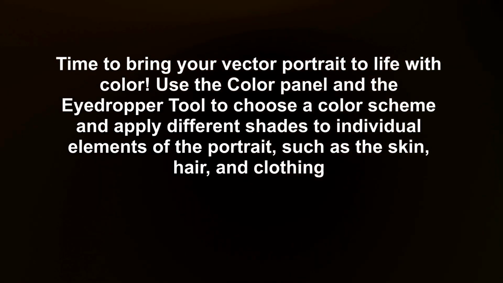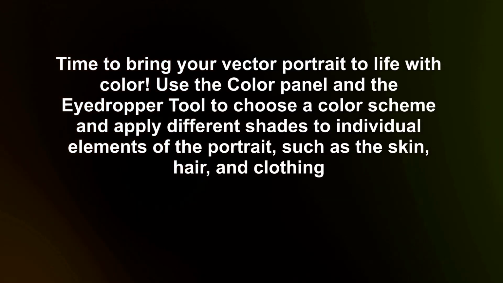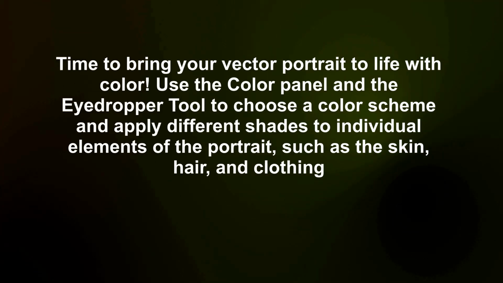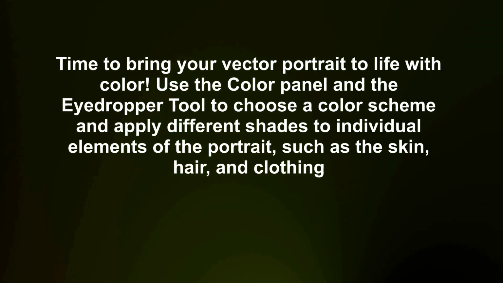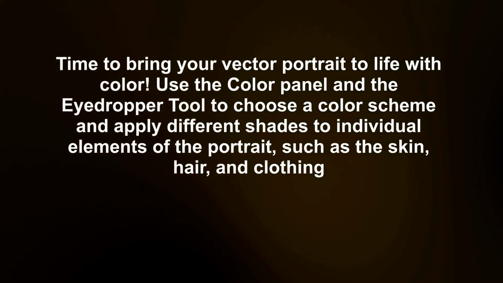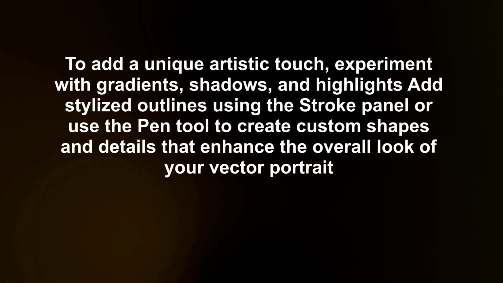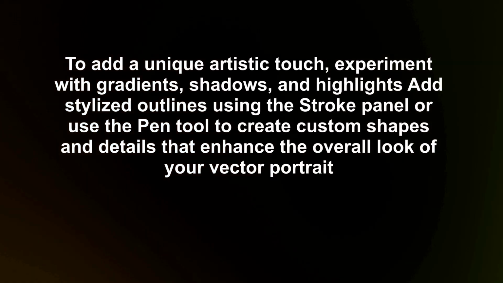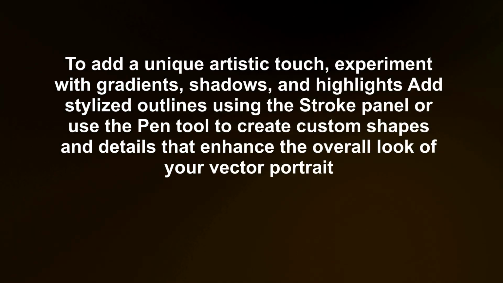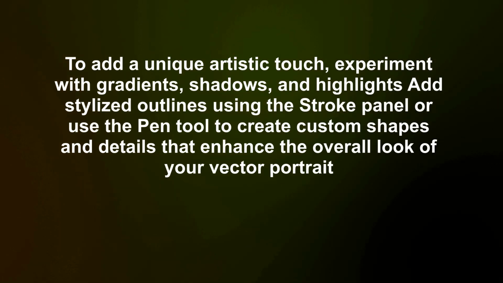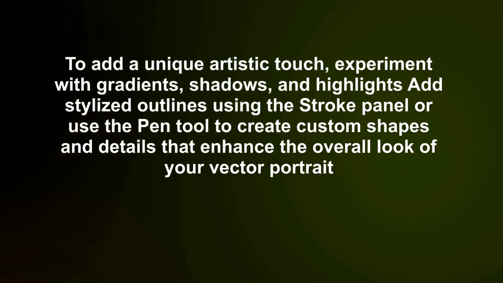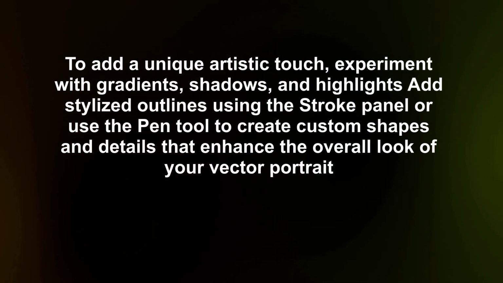Time to bring your vector portrait to life with color. Use the Color panel and the Eyedropper tool to choose a color scheme and apply different shades to individual elements of the portrait, such as the skin, hair, and clothing. To add a unique artistic touch, experiment with gradients, shadows, and highlights. Add stylized outlines using the Stroke panel, or use the Pen tool to create custom shapes and details that enhance the overall look of your vector portrait.